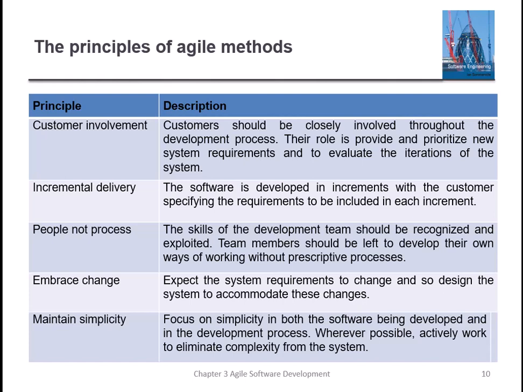So these are the principles of agile methods. This means we must assure the following principles of agile method. The first principle is customer involvement. Customers should be closely involved throughout the development process. Their role is to provide and prioritize new system requirements and to evaluate the iterations of the system. This means the customer must become part of the team, and regular negotiations will be conducted with the customers, because the end product is for the customer.